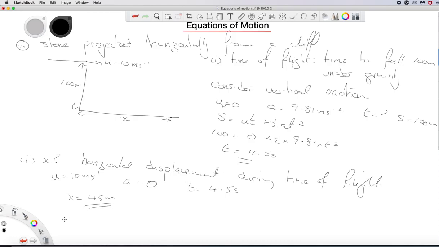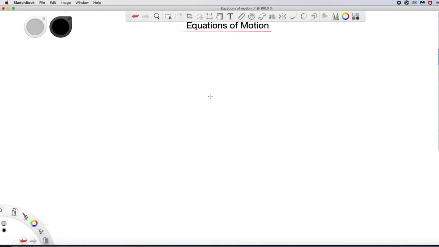Final part of this question then, for which I'm going to need another sheet. Final part of the question then, what is the velocity on impact? Now, remember this is a vector. So, consider the vertical motion, consider the horizontal motion, consider the direction.